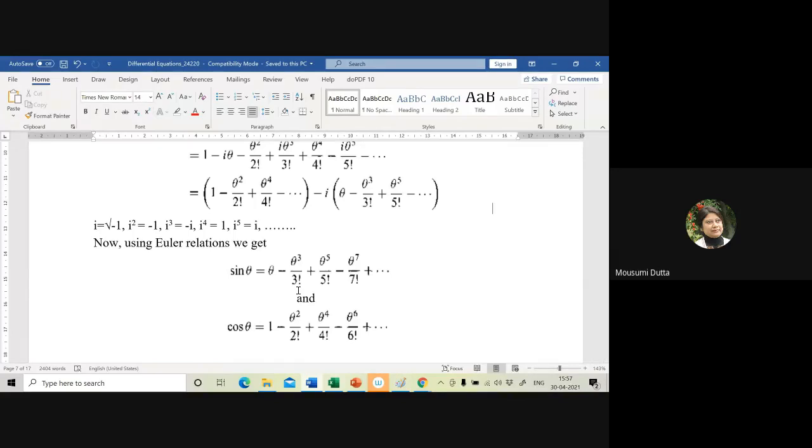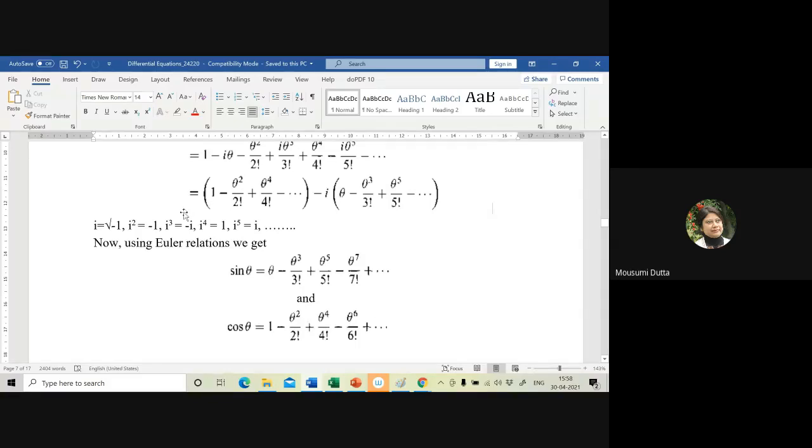Using Euler's relation, we get sine theta is equal to theta minus theta cube by 3 factorial plus theta to the power 5 by 5 factorial minus theta to the power 7 by 7 factorial, etc. Whereas cos theta is equal to 1 minus theta squared by 2 factorial plus theta to the power 4 by 4 factorial minus theta to the power 6 by 6 factorial, etc. So sine theta comes with the odd powers, and cos theta comes with the even powers.